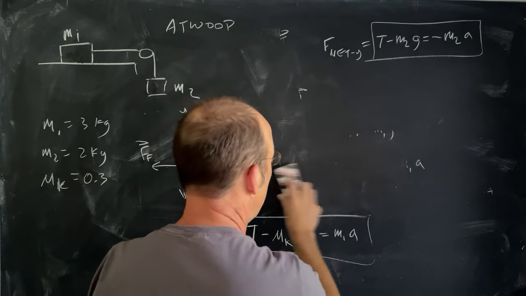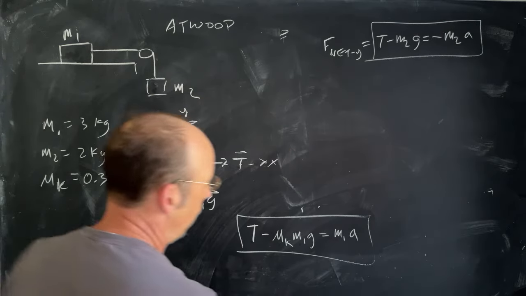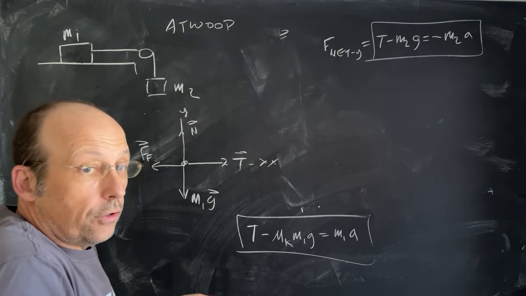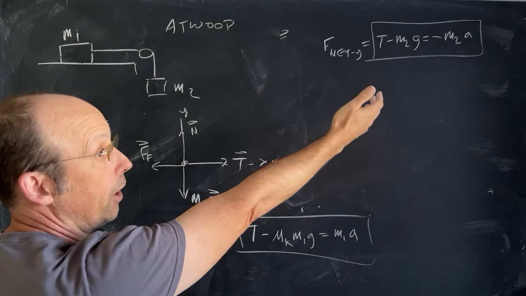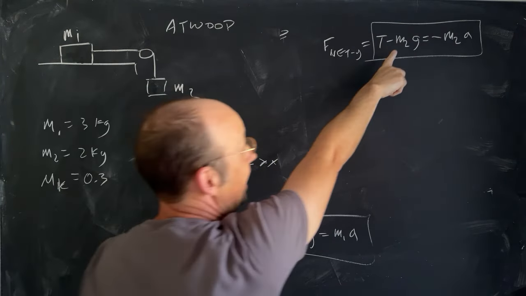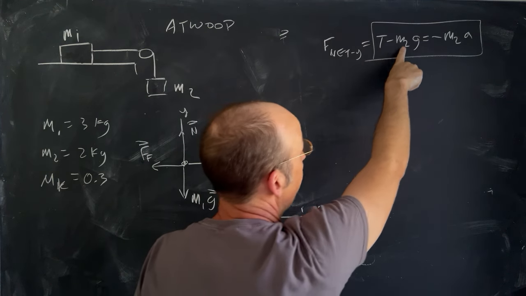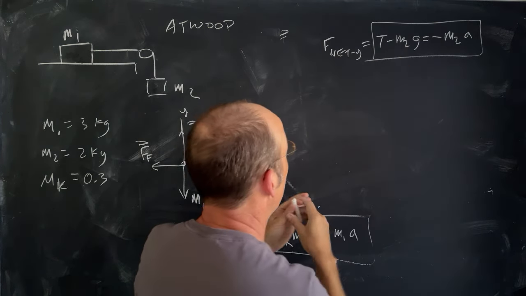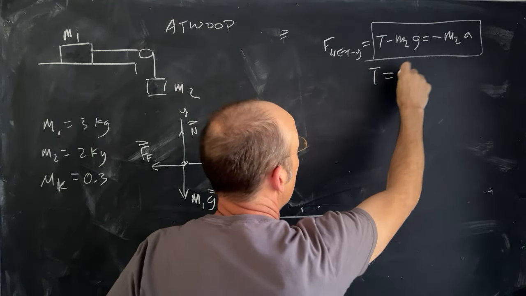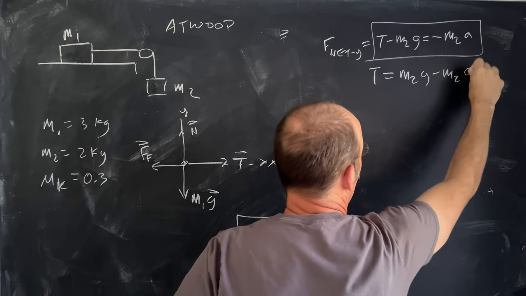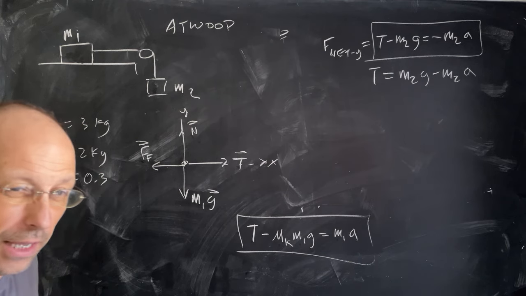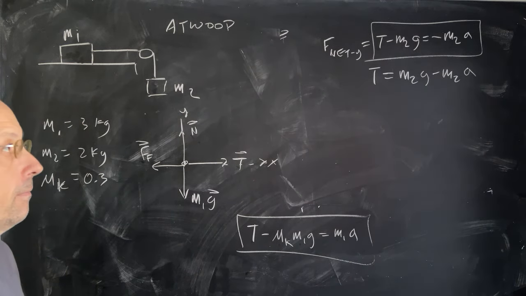So let's keep those equations right there. Now, how can we do this? What we want to do is to pick one of the equations, solve for a variable, substitute in the other one. So I'm going to take this and solve for t. If I add m2g to both sides, I get t equals m2g minus m2a. And I could factor out the m, but I'm not going to.